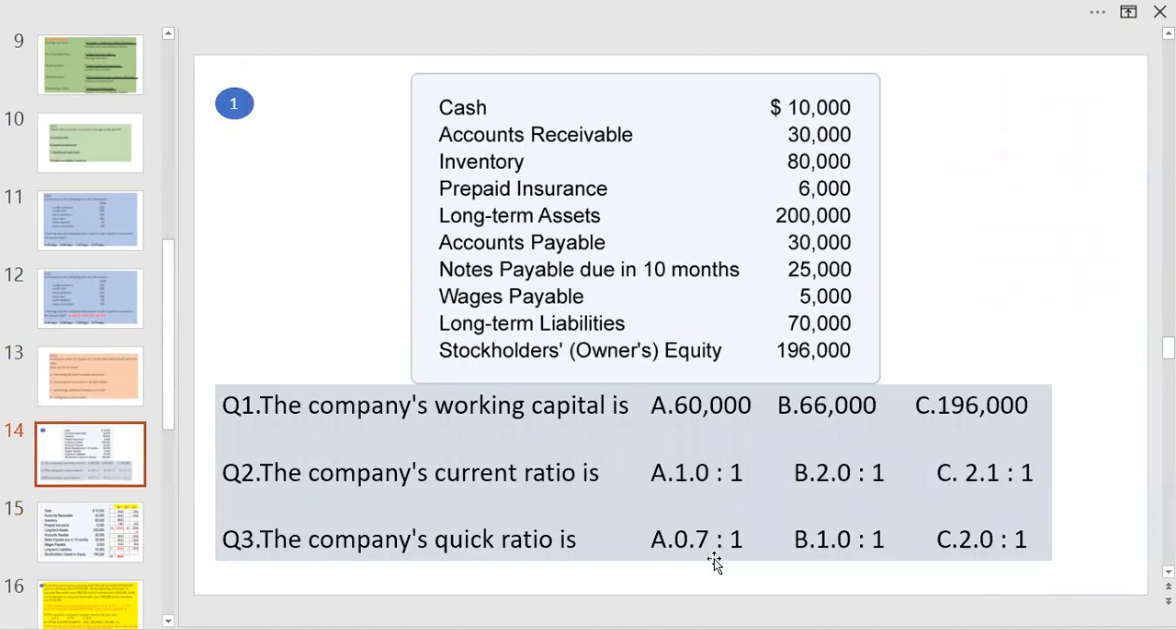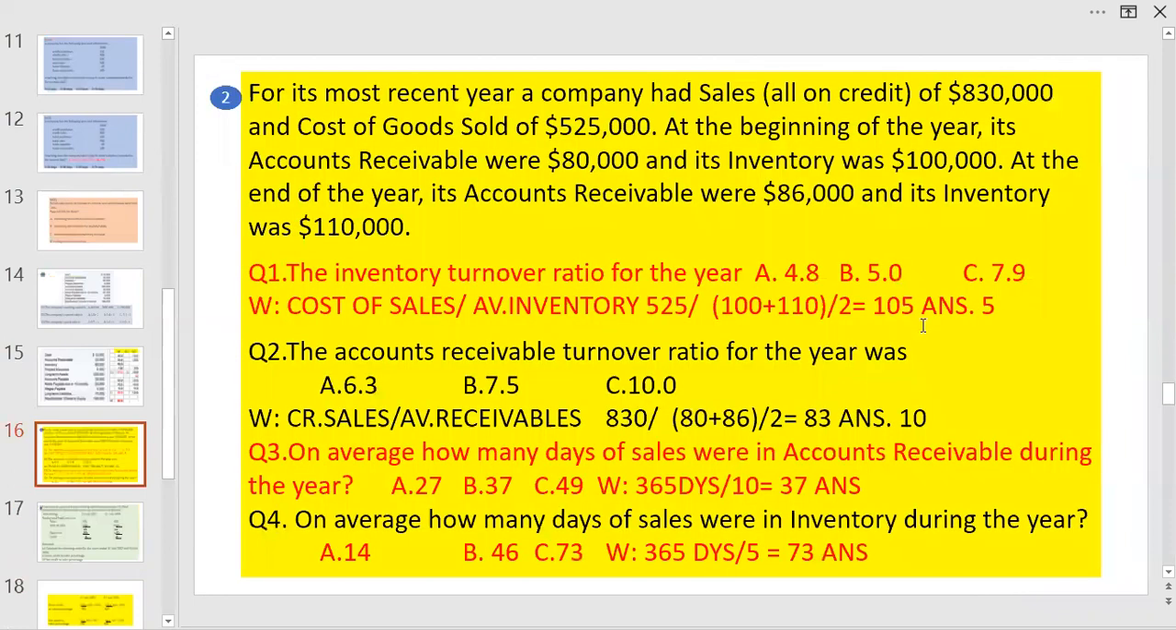Next question is, in the most recent year, a company had sales, all on credit, of 830,000, cost of goods sold 525, and opening and closing debtors and inventory balances are given. 4 questions are given. We have given the answers with the working along with the questions. Question 1. The inventory turnover ratio.